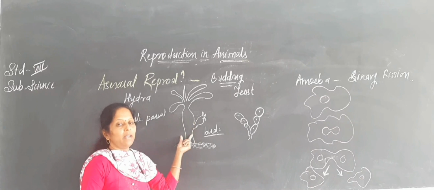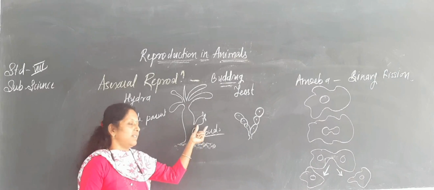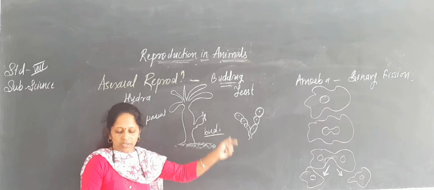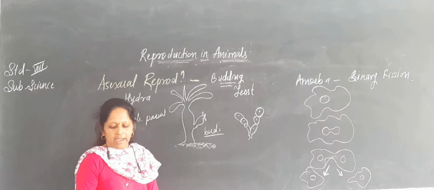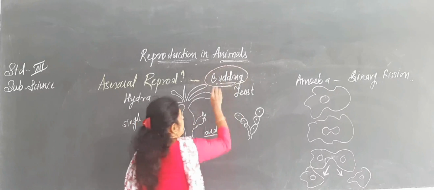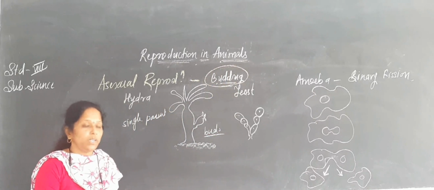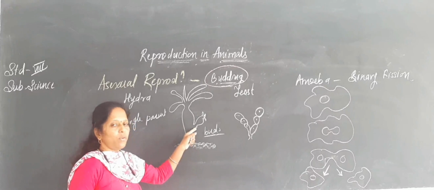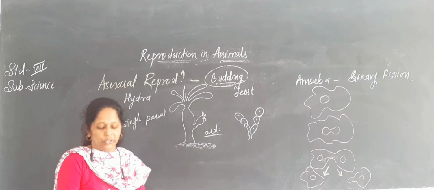This is the hydra, from which buds come out, and these buds develop into new individuals. Since a new individual develops from the bud in hydra, this type of reproduction is called budding. It is called the budding method, where buds come out and then grow into a new individual. The bud detaches from the body itself, and there is the formation of the new individual.